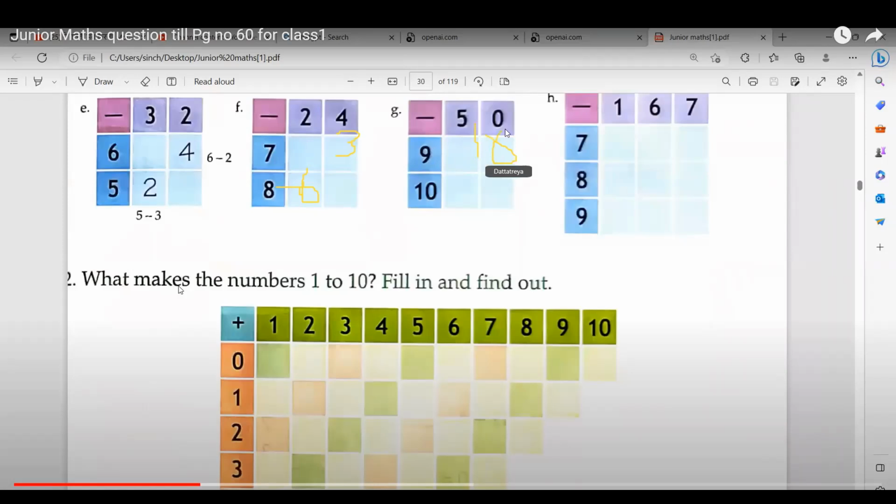Can you tell me, Dattatreya, which number have you subtracted here? 10 minus 0. Why 10 minus 0, Veta? Why in this box are you subtracting 10 minus 0? What is written beside the box and above the box? Nine. So which number should you subtract? Nine minus zero. Okay, so write it and subtract it. Write it here and subtract it.